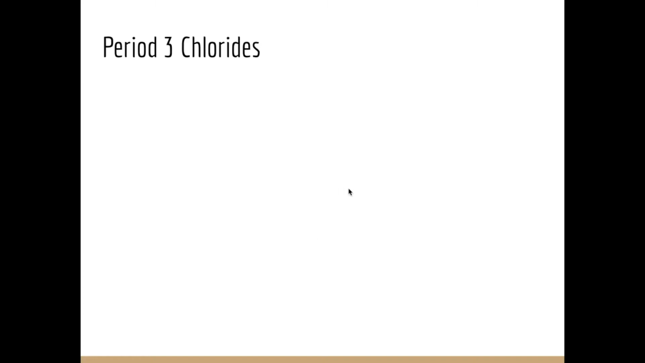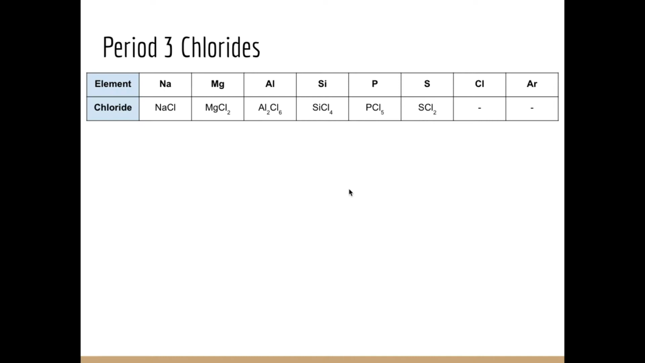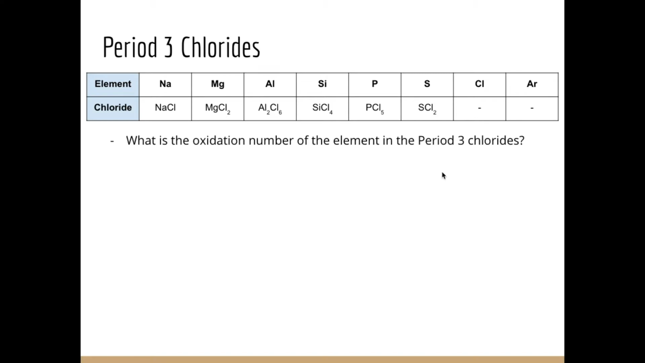So to begin with, let's have a look at the chlorides that they would make. Sodium chloride through to sulfur dichloride. First thing I want you to do is to pause and work out the oxidation number for each of these elements in period 3 that we see for the chlorides. And can you tell me what the trend is? Pause now and check the answer now.